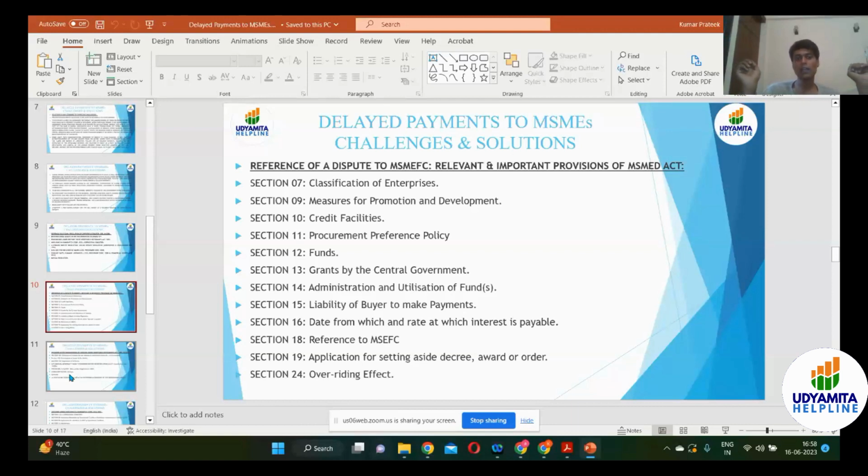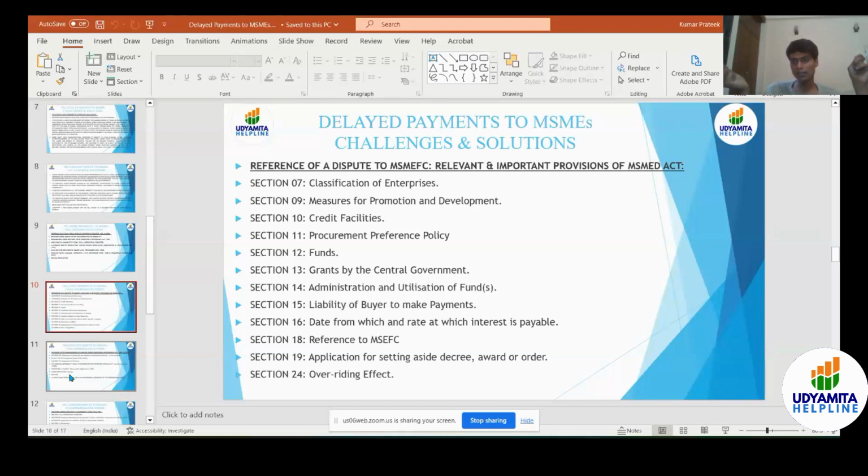Section 16 says the date from which and the rate at which the interest is payable. Section 16 states that after 45 days from the date the amount fell due, the interest is calculated, right? So if I raise an invoice today, after 45 days from today, the interest would be calculated upon the invoiced amount, right? If that is not paid within the time limit of 45 days given under the act, the interest would be payable at a certain rate.